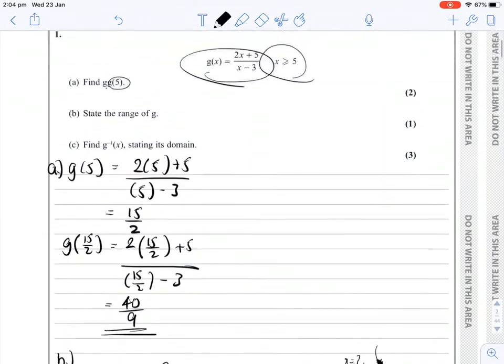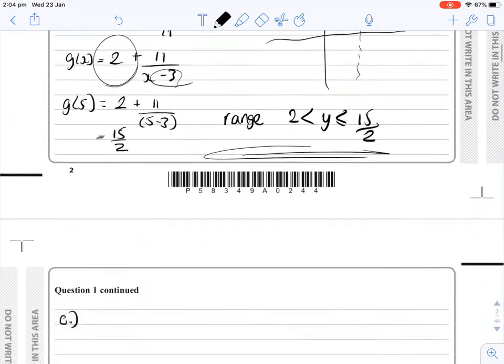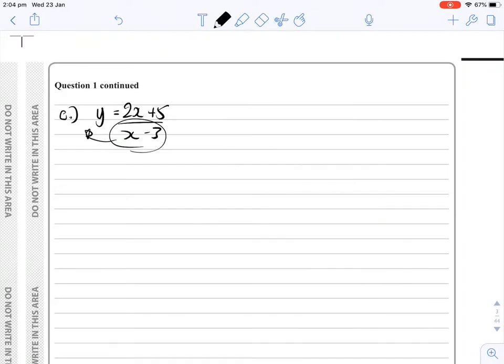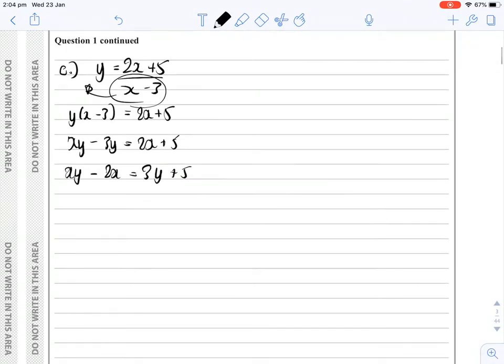Part C. Find the inverse stating its domain. So to find the inverse, we put y equal to our function 2x add 5 over x minus 3. Take our x minus 3 over, becomes a times. So we've got y lots of x minus 3 is equal to 2x add 5. xy minus 3y is equal to 2x add 5. Get all the x on one side. xy minus 2x, y is on the other side, 3y add 5.